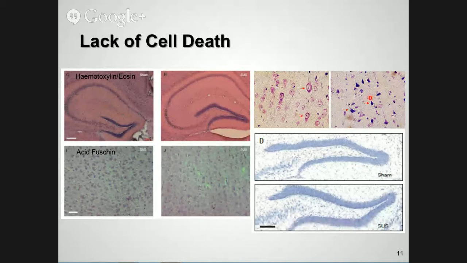And this is just to show you what a normal section would look like, where you see nice nucleoli, the little dot in the center of the nucleus, as well as a nicely smooth stained cytoplasm, and you don't see any of these dark neuronal bodies.